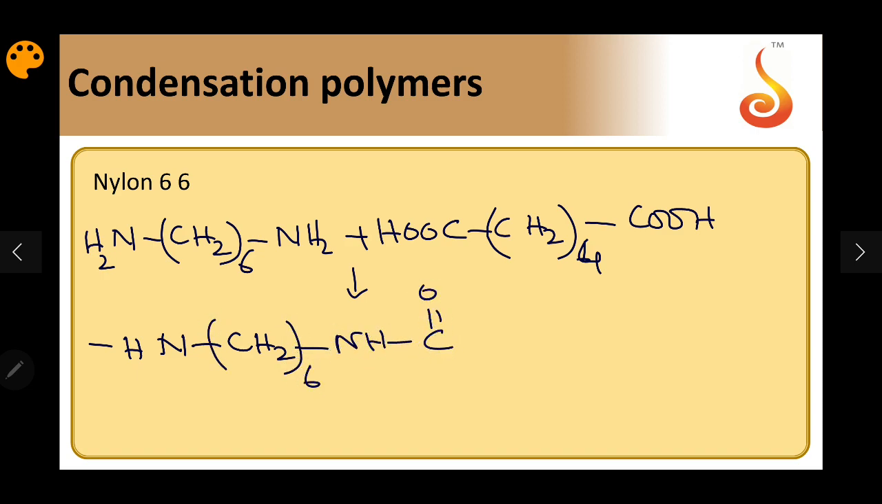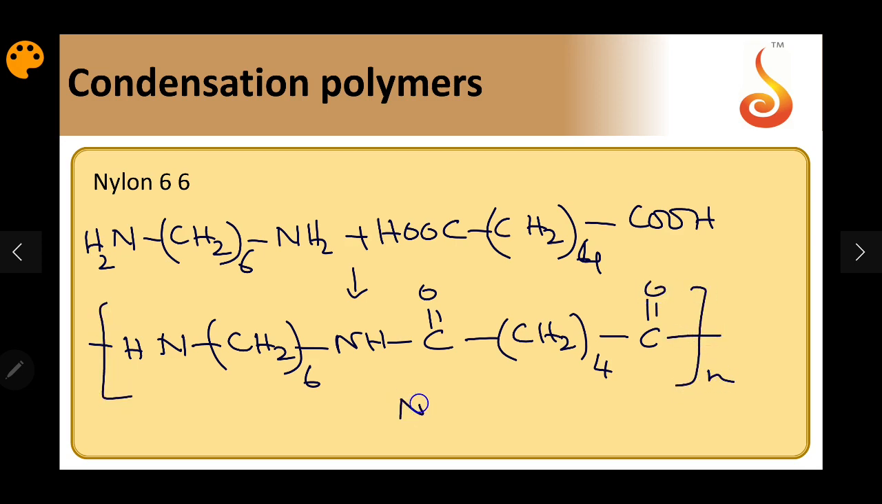So you have amide linkages, so it is a polyamide. So this will repeat. So this is nylon 6,6. It's an important fiber used in many applications: nylon brushes, nylon sheath, nylon clothes, ropes, right? So many applications are there for nylon.